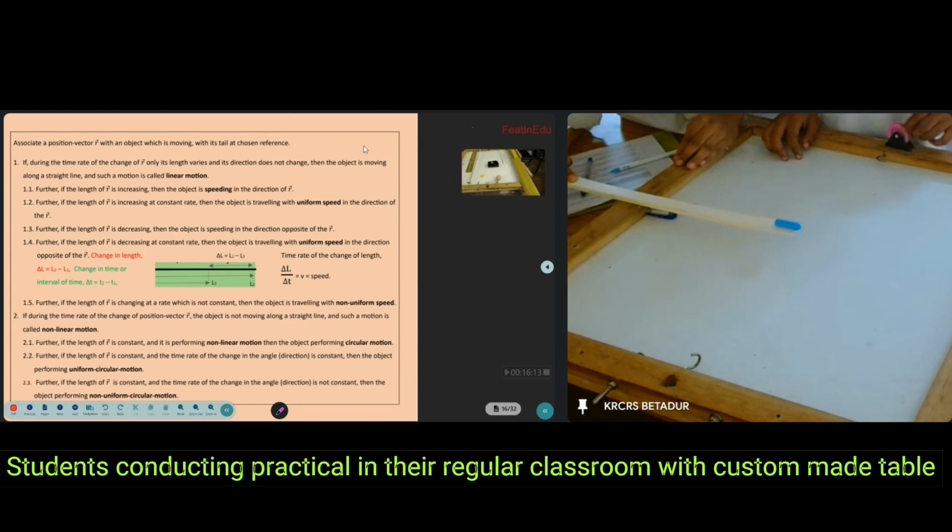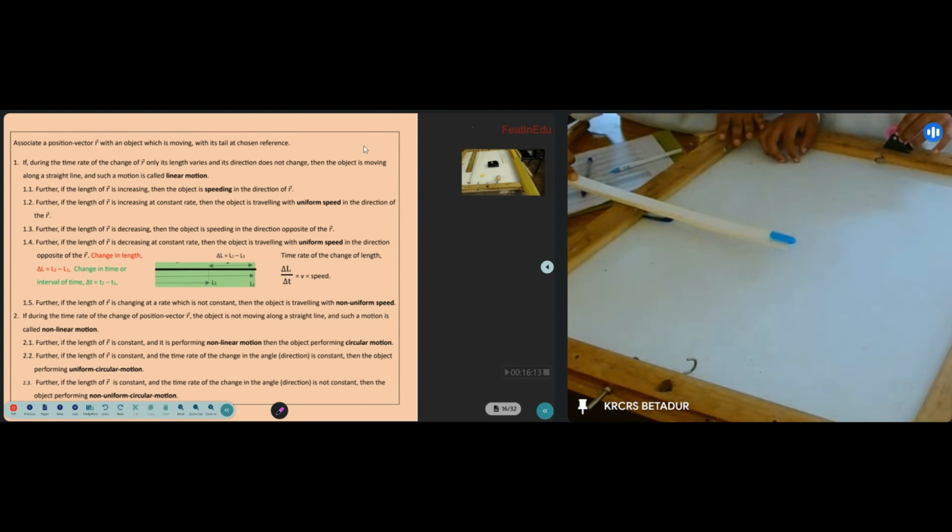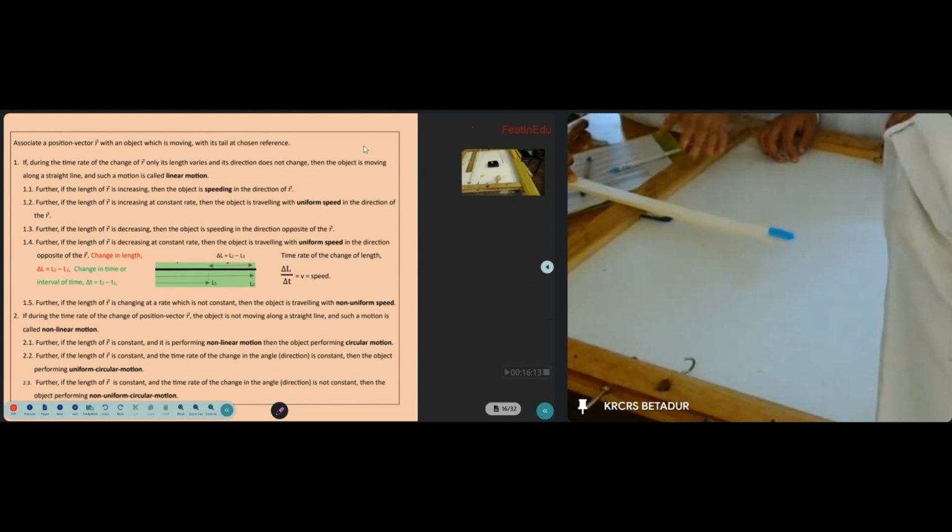So what type of motion is this? See, the body is moving in a straight line. Either you move it to the front or backwards, the body is moving in a straight line. Right? So such a motion is called linear motion. Correct? Understood? Yes, sir. Now 1.1.